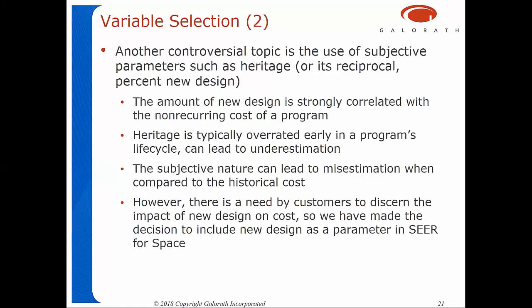And like I said, we use heritage, and that's a controversial topic. The use of subjective parameters like heritage, or its reciprocal, which is percent new design. But we've always found that the amount of new design is strongly correlated with the non-recurring cost of a program. It's typically overrated early in a program's lifecycle by the program. That could lead to underestimation if you are using optimistic values. And it's also subjective, so that can lead to some misestimation issues. But we found that there's a need by customers to discern the impact of new design on cost. So we've included it as a parameter.